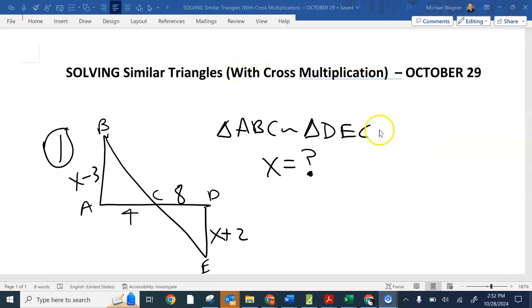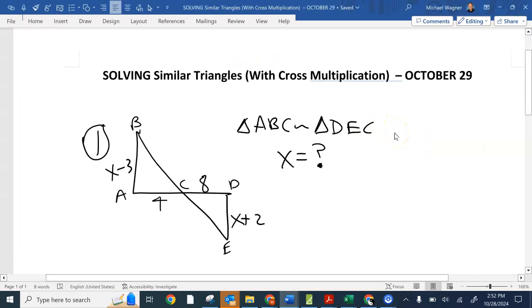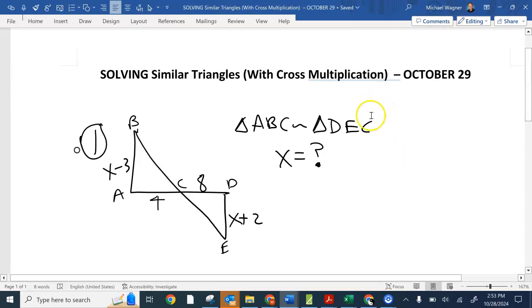Okay, so today we're going to do something that you guys have already done. It's not a huge jump, but it's a little bit more involved because you'll need to definitely use cross multiplication, probably. So here in this scenario, there's a few more x's.